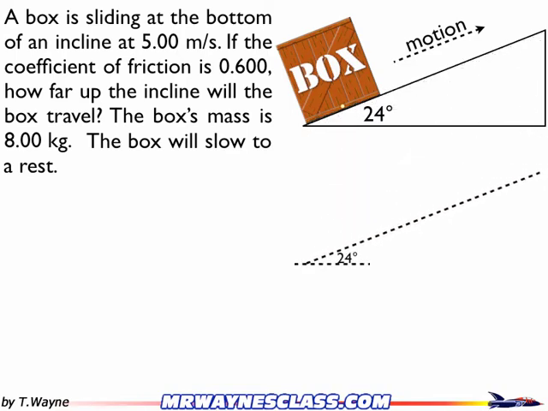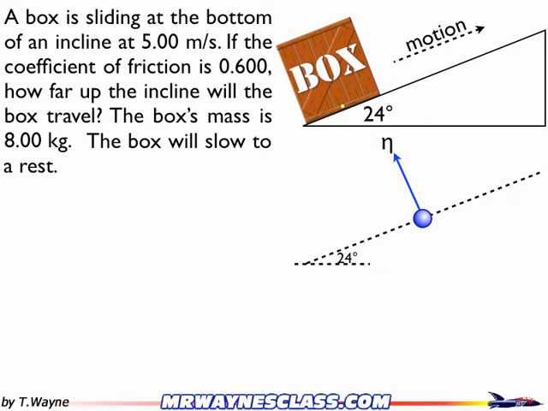So first thing I'm going to do is draw my incline. Just a dotted line or a faint line if I'm using a pencil, something to show my incline, and 24 degrees. Then I'm going to put my dot on there to represent the box. And I'll look at my forces. First off, I have a surface. That means I'm going to have a normal force that's perpendicular to the surface.